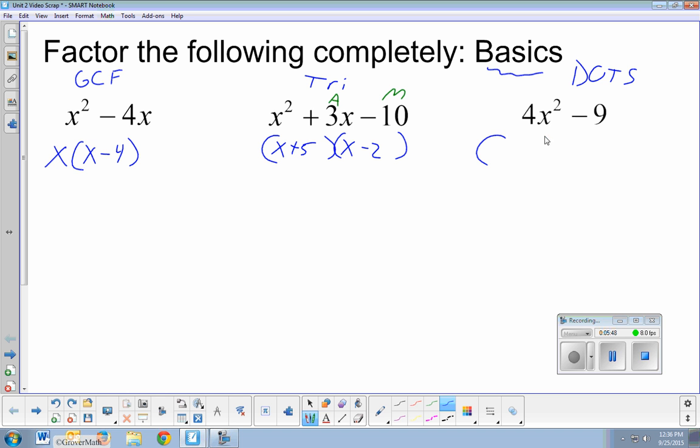A DOTS, or a difference of two squares, also factors to two binomials like a trinomial does. And the front pieces, just like x times x was x squared, well, they need to multiply to 4x squared. But it's got to be the same thing. Something times itself. Something squared is 4x squared. The answer here is 2x. 2x times 2x is 4x squared. And then the other part are numbers that multiply to -9.